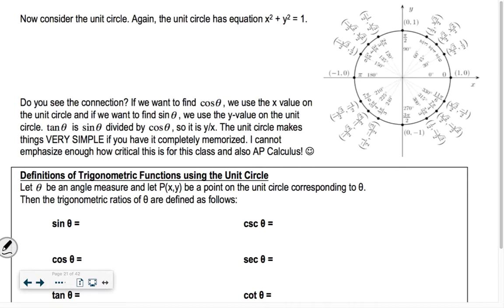All right. So now consider the unit circle. Again, the unit circle has this equation, x squared plus y squared equals 1. Okay, so do you see the connection? So let's talk about these numbers.